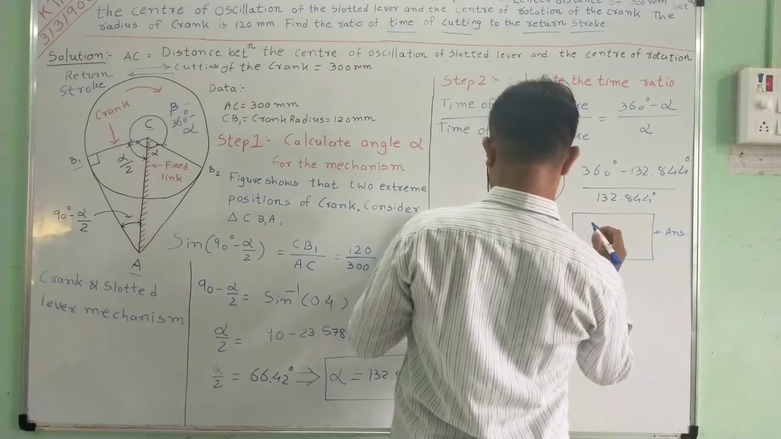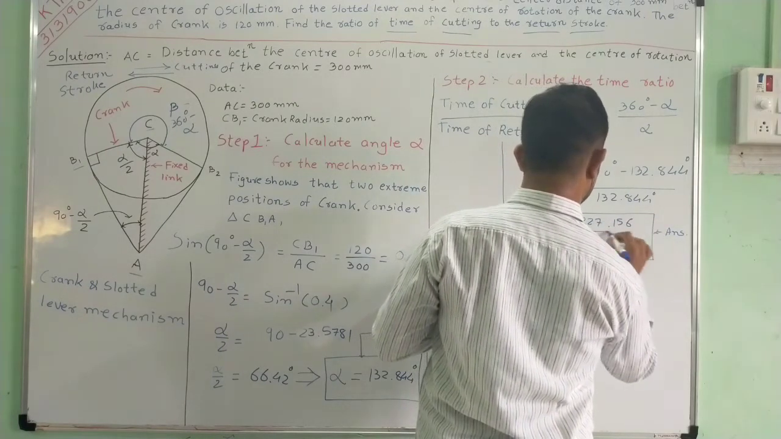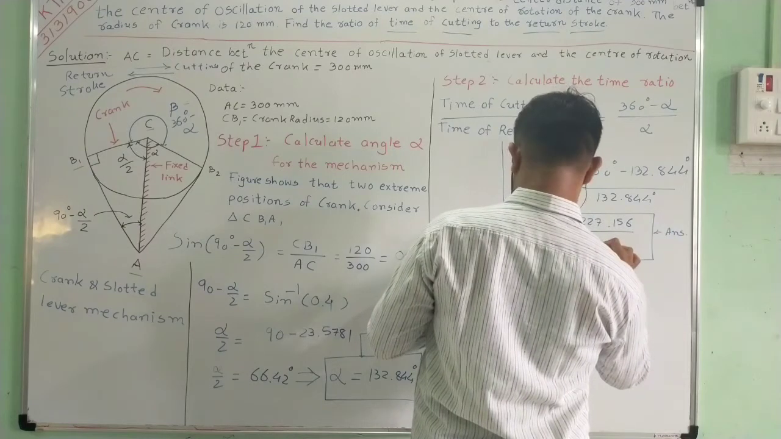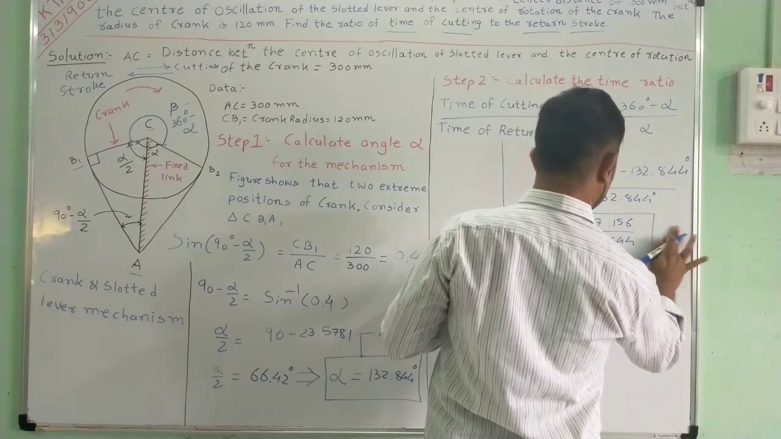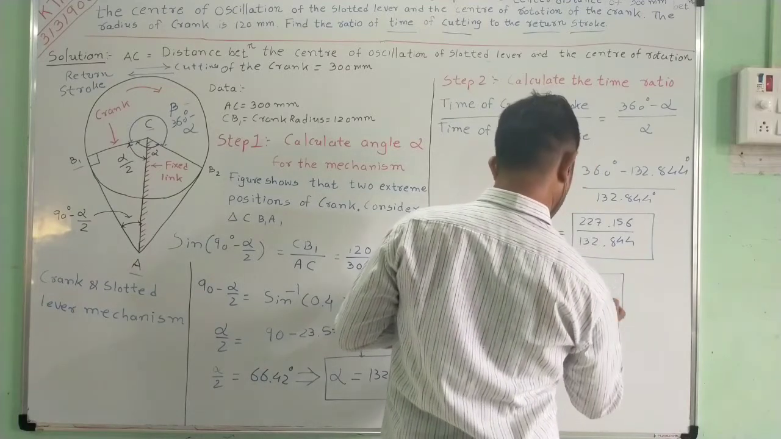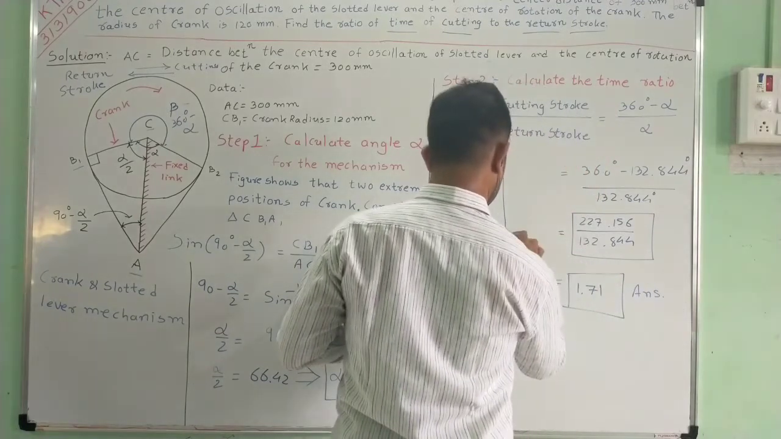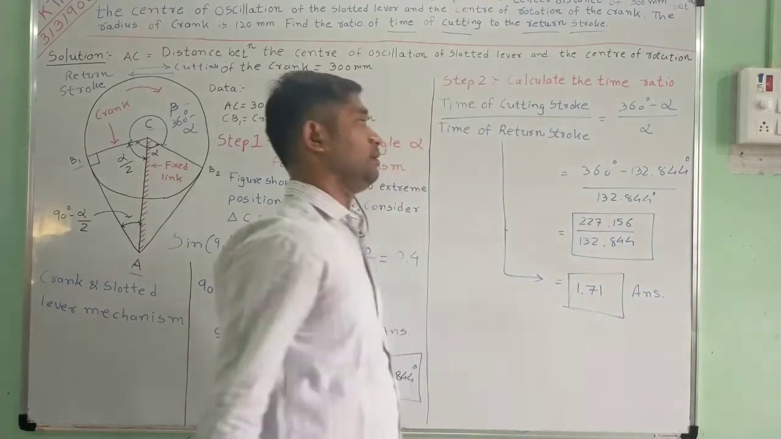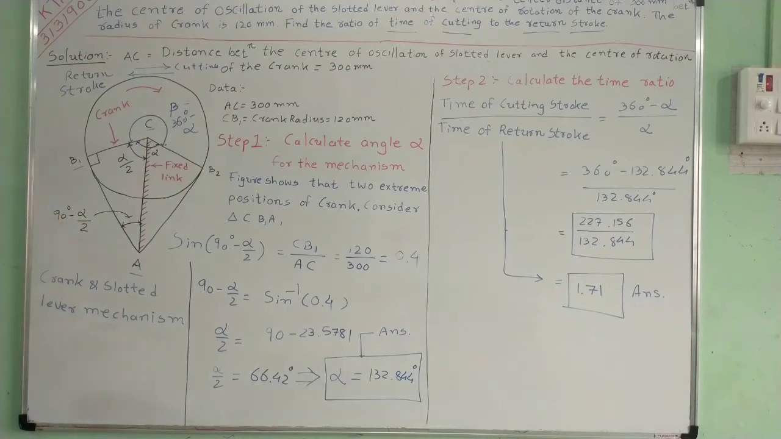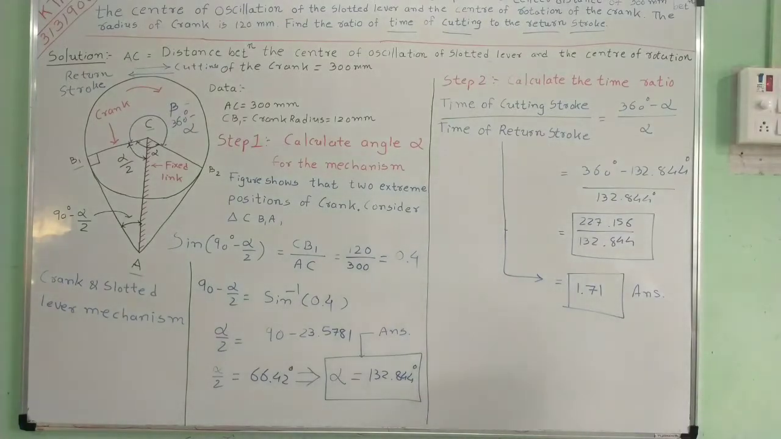So 227.156 upon 132.844. That is your answer. Your answer is 1.17. This is our answer. This type of question was already asked in GTU exams, for 6 marks, 4 marks, 7 marks, 4 marks.